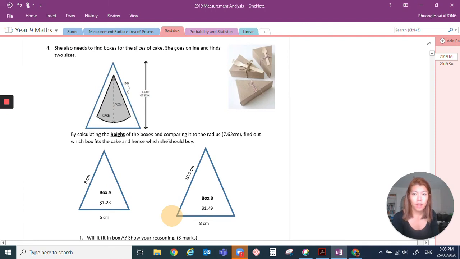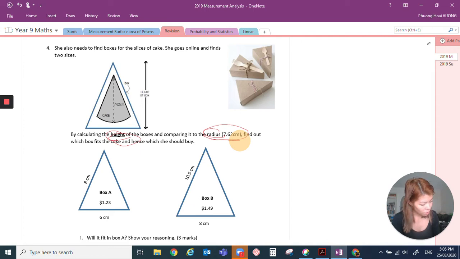She also needs to find boxes for the slices of the cake. She goes online and finds 2 sizes. By calculating the height of the boxes, and notice it or underline it, so remember to use that, and comparing it to the radius, find out which of the boxes fit the cake and hence which should she buy. So if we have that amount and we need to convert it and find the height of this and compare it, we need to see which height fits best.